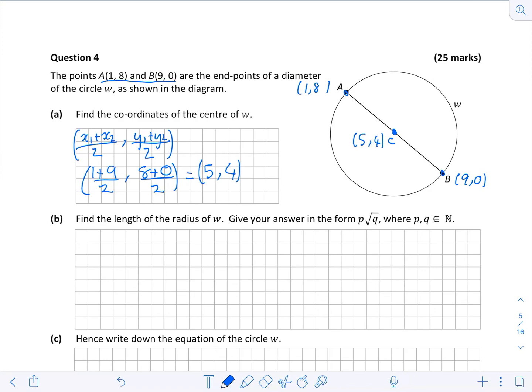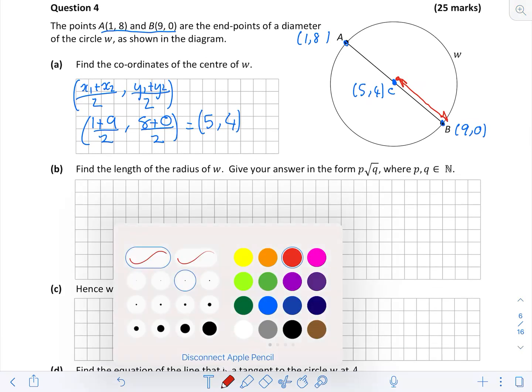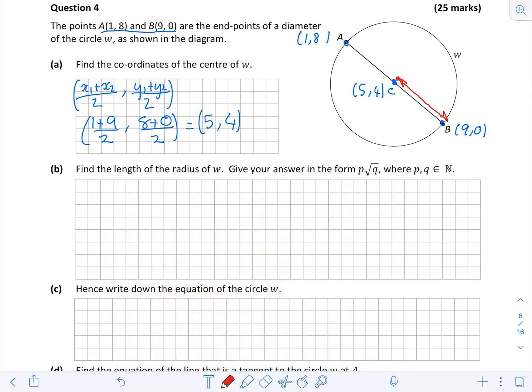Find the length of the radius of W. Well, the radius is going to be the distance from here all the way down to here. So we can use the distance formula, and we go into our formula tables and look up the distance formula, and we won't find it, because in the tables the distance formula is called the length formula. So we're going to use this formula here: x2 minus x1 squared plus y2 minus y1 squared, and it has to be the square root of all of that.